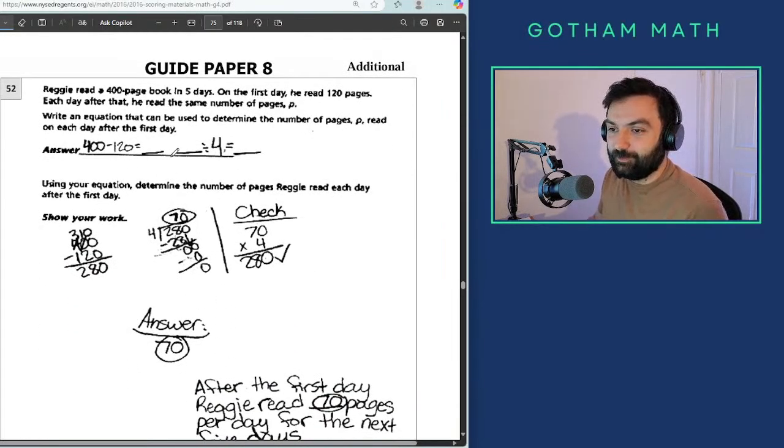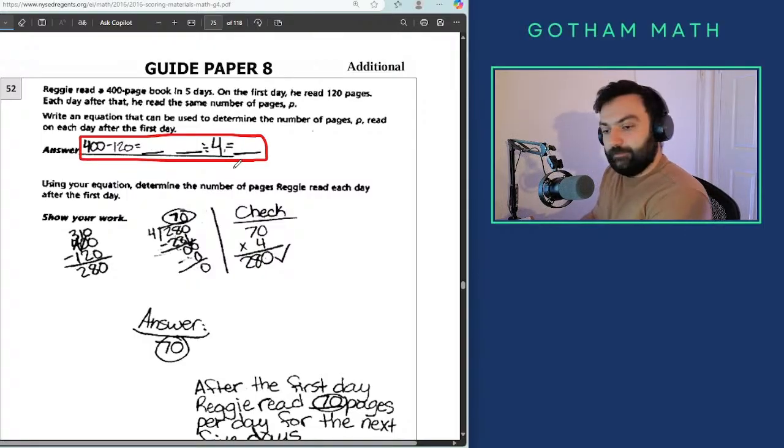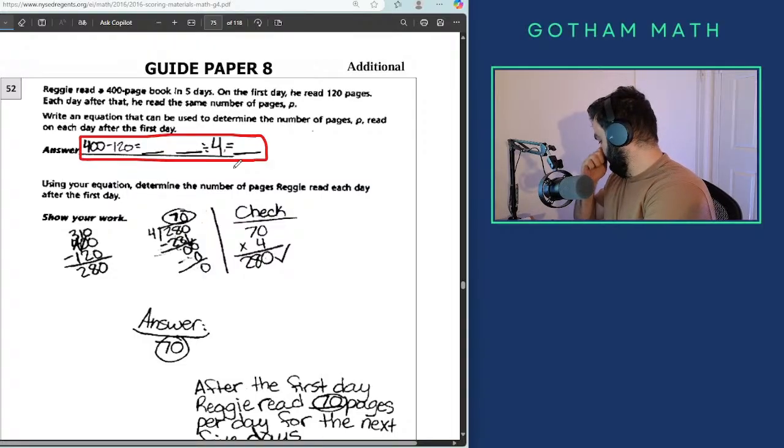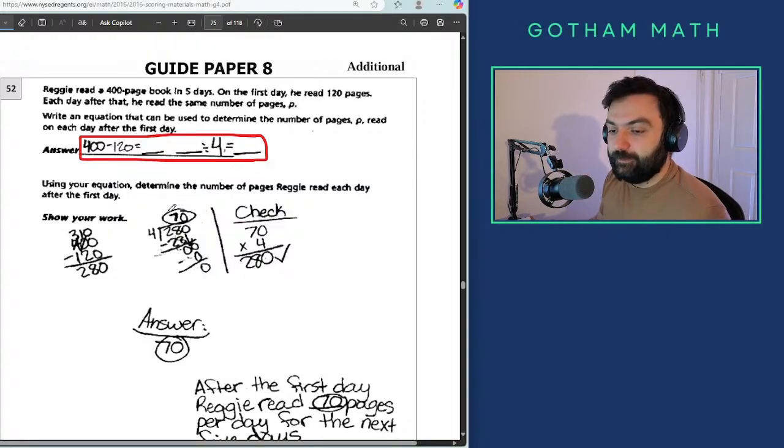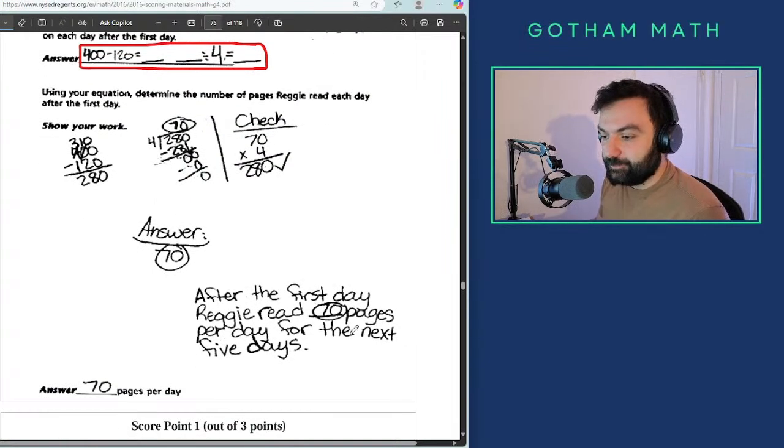The guy came up with a whole problem with missing stuff, missing parts. But he forgot P. PP. All right, so answer 70. After the first day, Reggie read 70 pages per day for the next 5 days. Not for the next 5 days, for the next 4 days. The 5 days was in total.